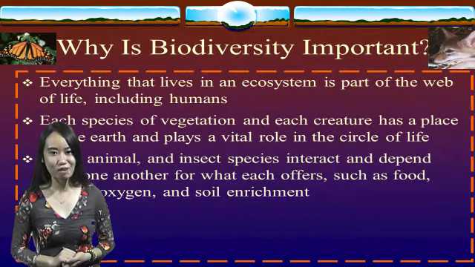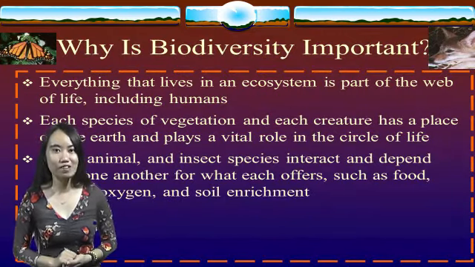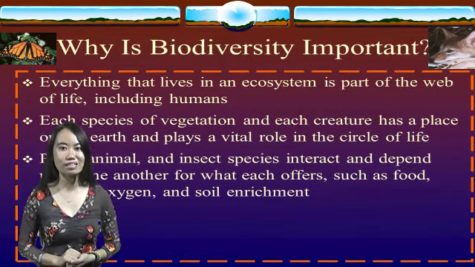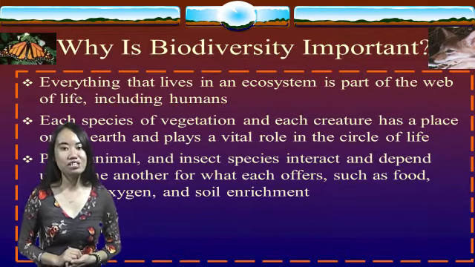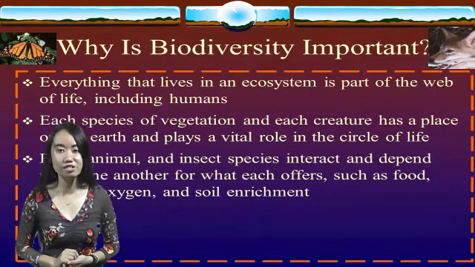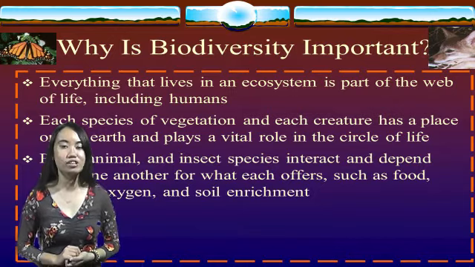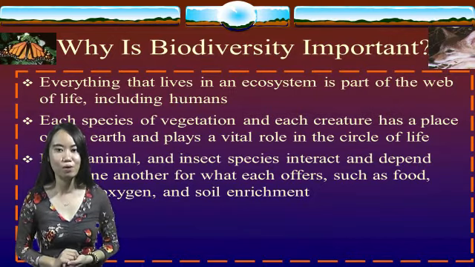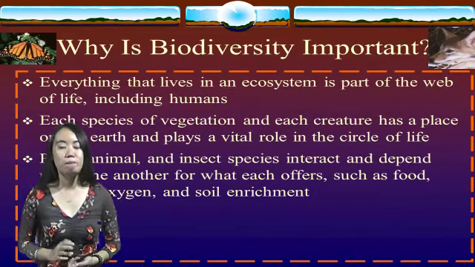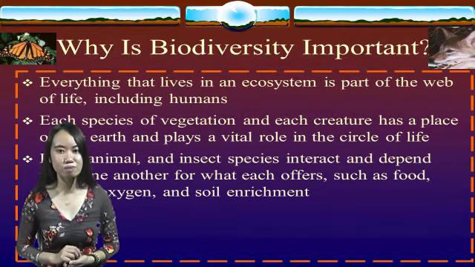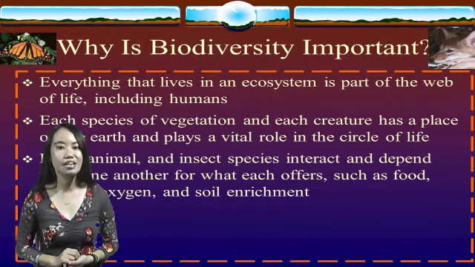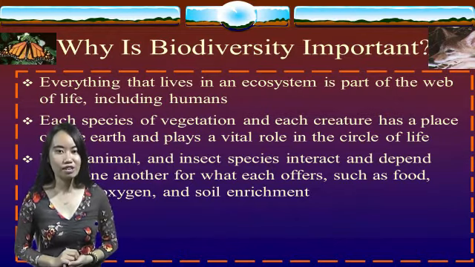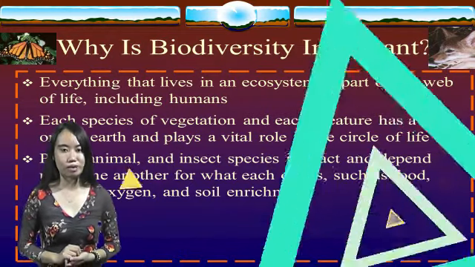Why is biodiversity important? Everything that lives in an ecosystem is part of the web of life, including humans. Each species of vegetation and each creature has a place on the earth and plays a vital role in the circle of life. Plants, animals, and insect species interact and depend on one another for what each offers, such as food, shelter, oxygen, and soil enrichment.